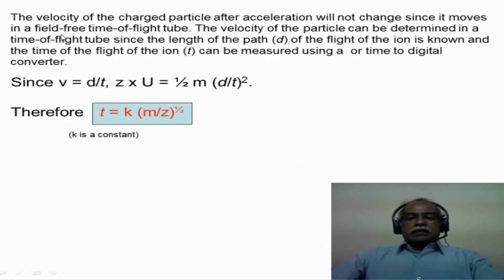Now the velocity is essentially distance over time. So one can solve this equation by substituting velocity as distance over time. You have this particular expression where in mv squared, the v is replaced by d over t, so m(d/t) squared. If you rearrange this equation, you essentially get the time, that is the flight time, corresponding to the square root of m by z times some constant.